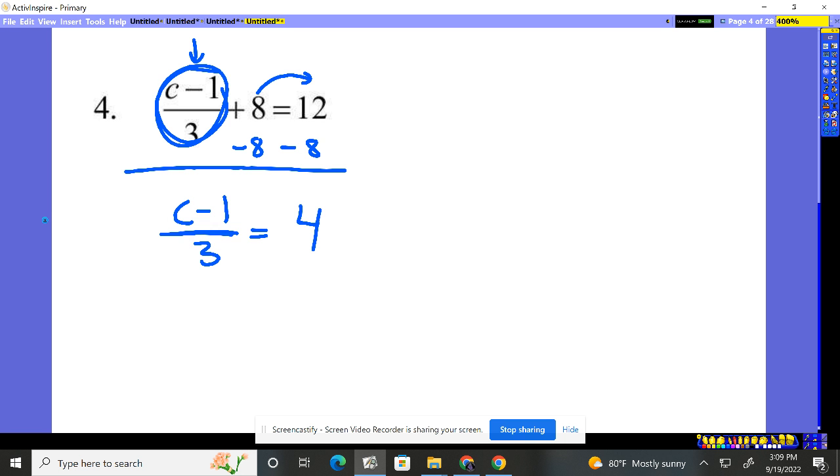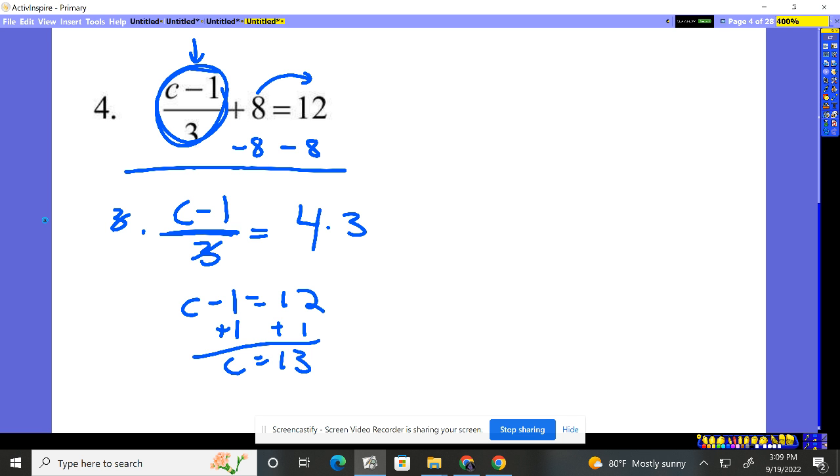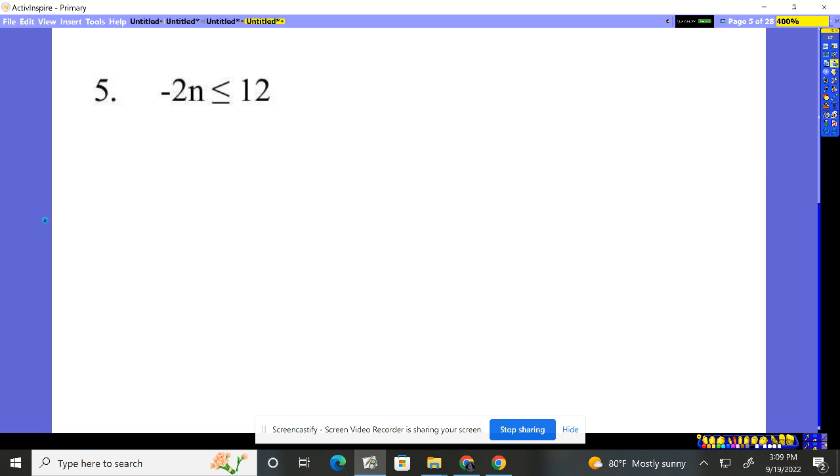Now, I need to undo this dividing. So I'm going to multiply by 3, multiply by 3. The 3's cancel. You're left with c minus 1 equals 12. Add your 1, add your 1. C is 13. Simple enough. Divide by -2, divide by -2. What happens when we divide by negative? The inequality flips. N is greater than or equal to -6.